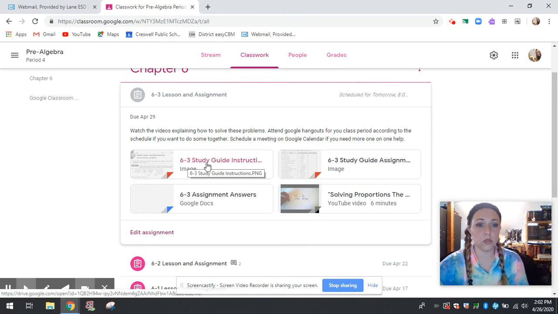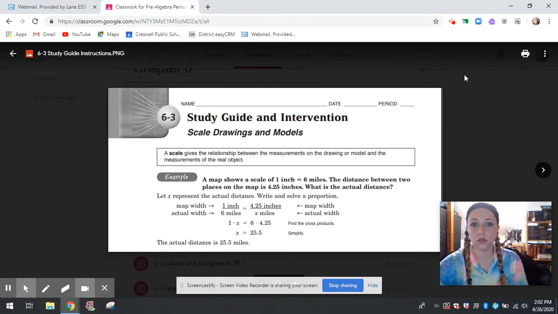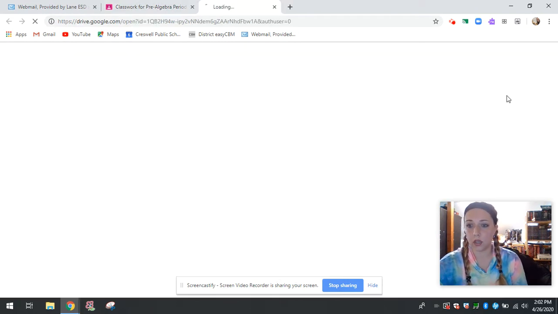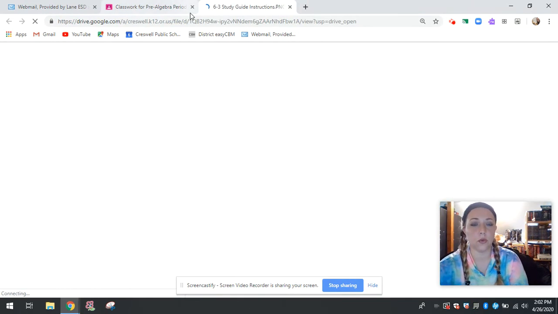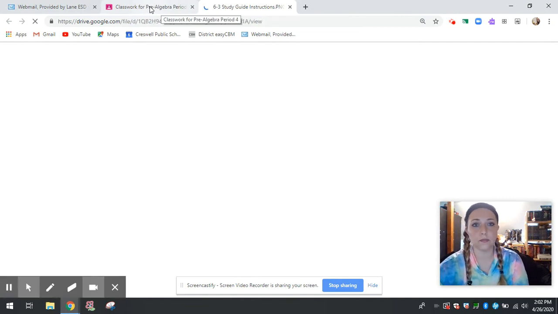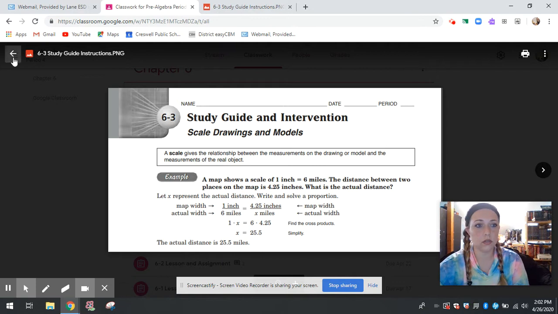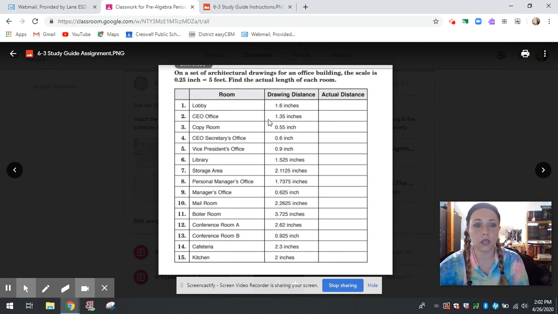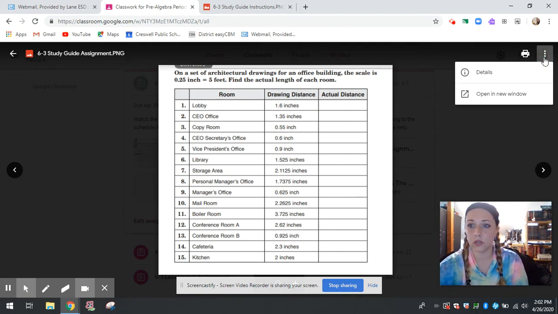So I'm going to go to the study guide instructions. I'm going to click those three little dots to open that in a new window so I can hop back and forth between the tabs. I'm going to go back, click the back arrow, and then I have my 4 things again. There will be a 5th once I finish this video. This one is the actual assignment problems that you're going to do.